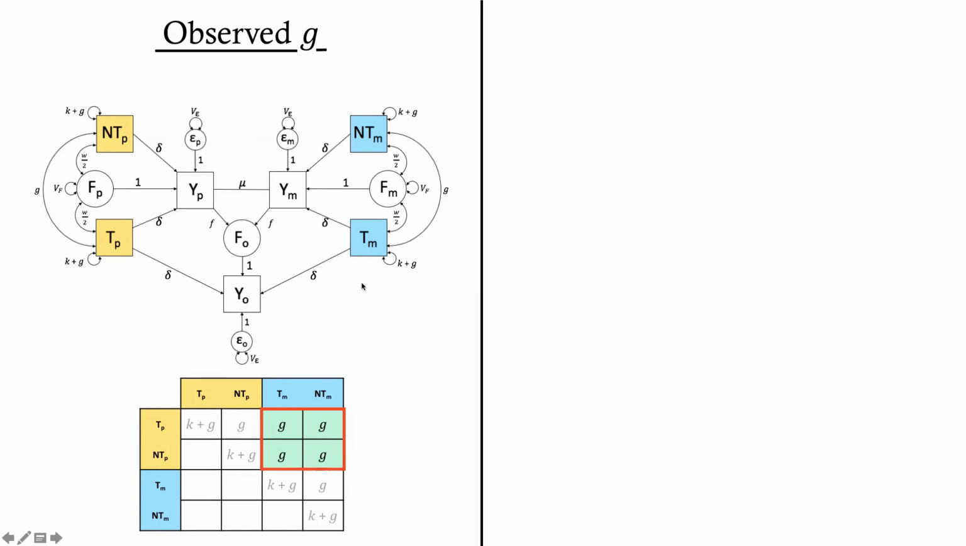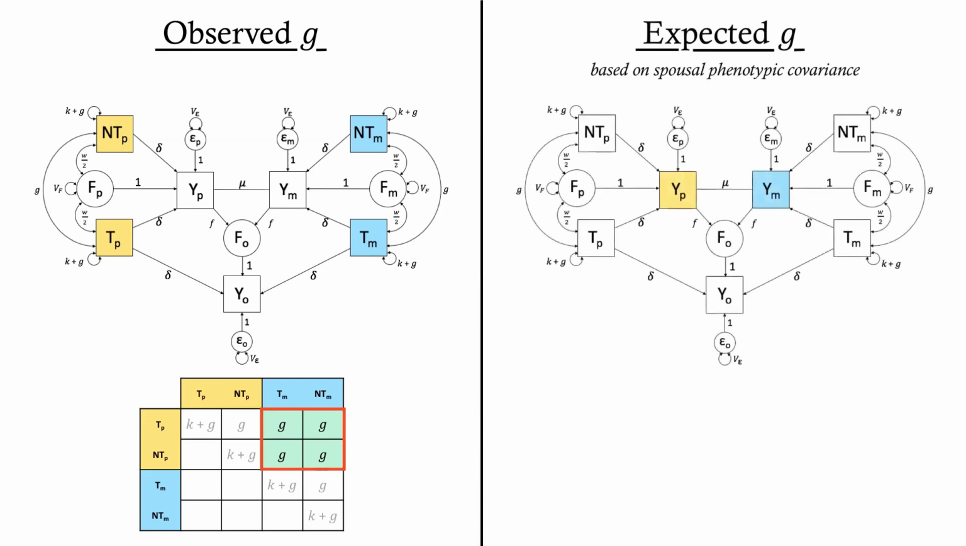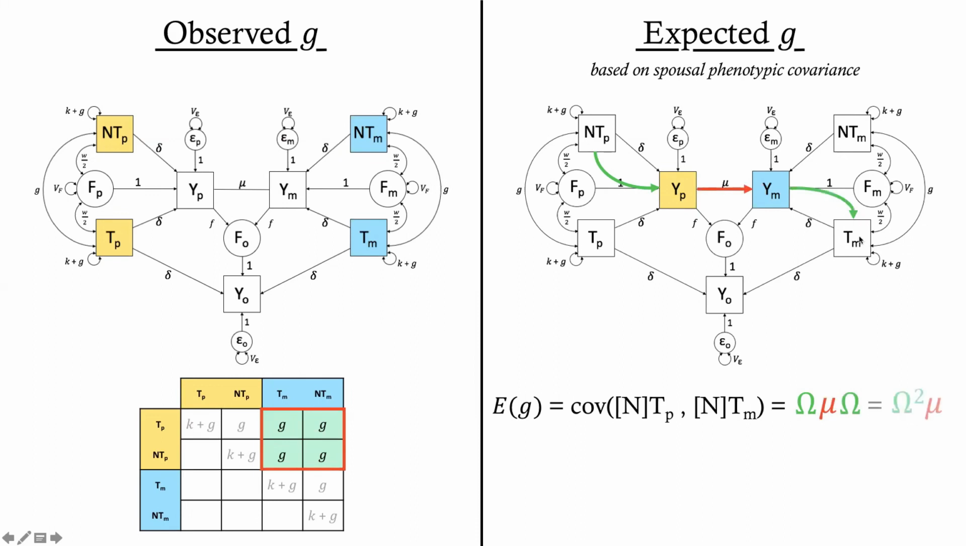The expected G, however, is a little bit more complicated. As mentioned, that comes from the spousal phenotypic covariances. And we obtain the expected G by path tracing. So if we trace the path between spousal haplotypes, we get omega. As I said, omega is a shortcut that accounts for all the paths between NTP and YP. So omega times mu times omega, which is equal to omega squared mu.